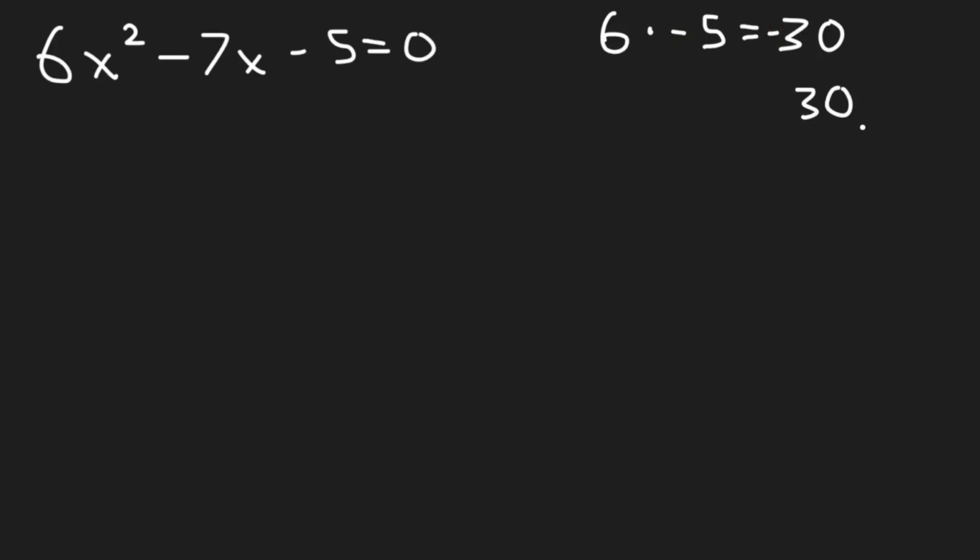Now let's do a prime factor tree for 30. Divide 30 by 2, then by 3, and finally by 5. These are all of our prime factors which we can use to find every combination of factors. Our first pair is 2 and 15. The next one is 3 and 10. The last one is 5 and 6.